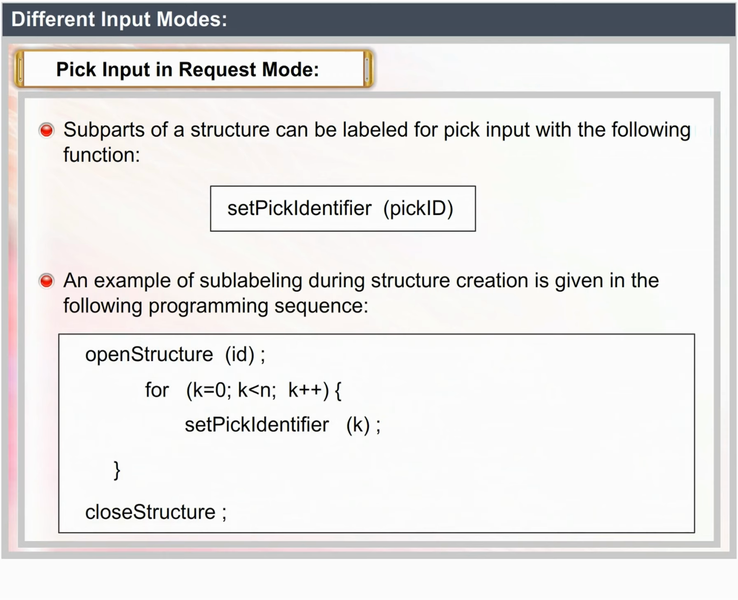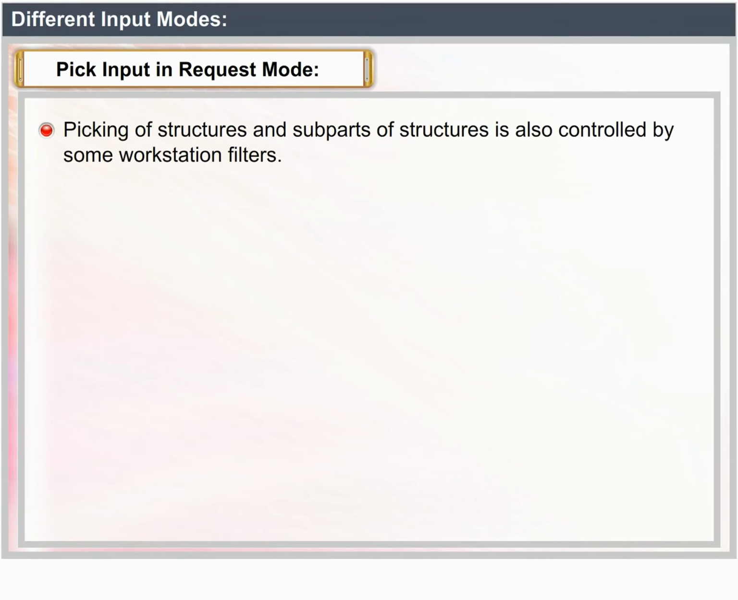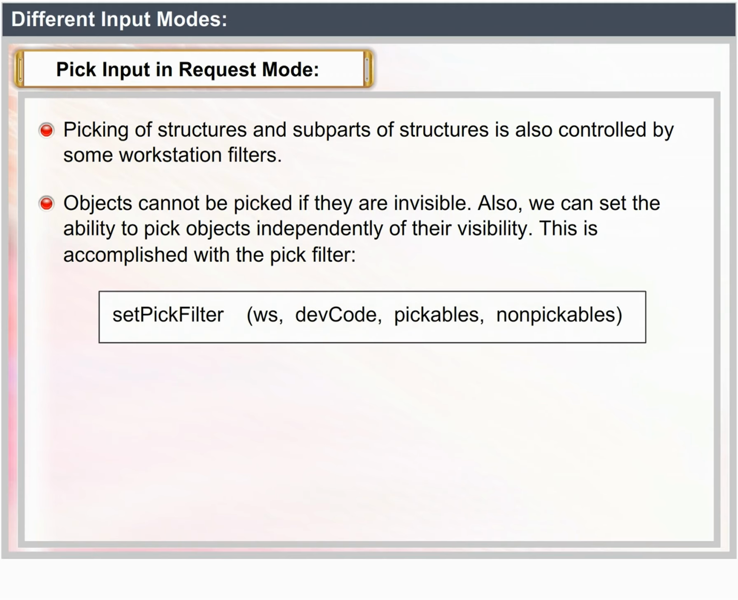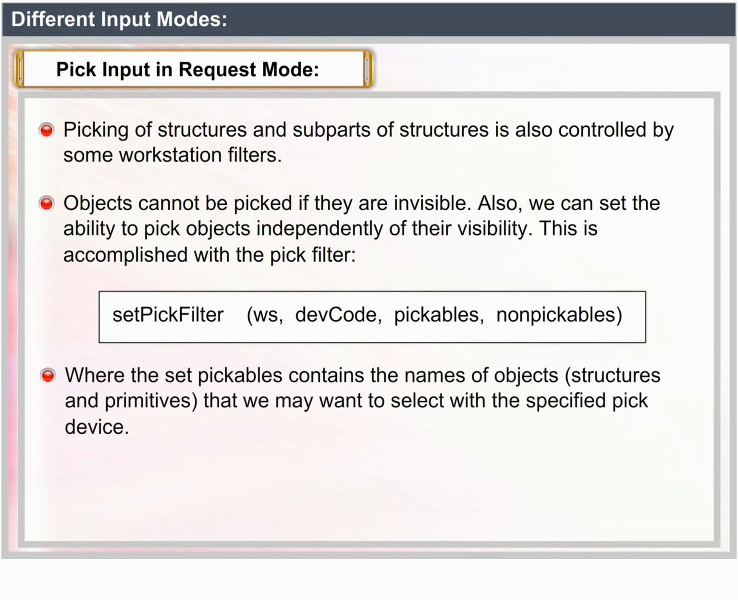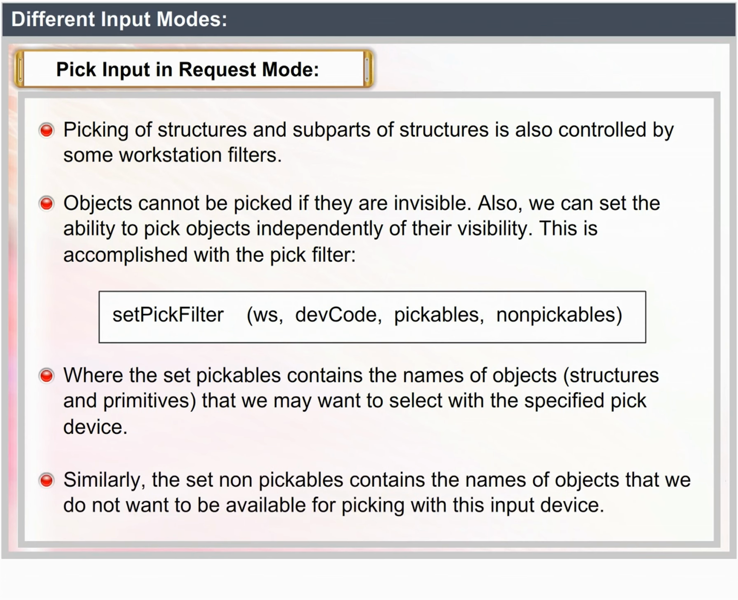Picking of structures and subparts of structures is also controlled by some workstation filters. Objects cannot be picked if they are invisible. Also, we can set the ability to pick objects independently of their visibility. This is accomplished with the pick filter. Set pick filter ws devcode pickables non-pickables, where the set pickables contains the names of objects, structures and primitives that we may want to select with a specified pick device. Similarly, the set non-pickables contains the names of objects that we do not want to be available for picking with this input device.